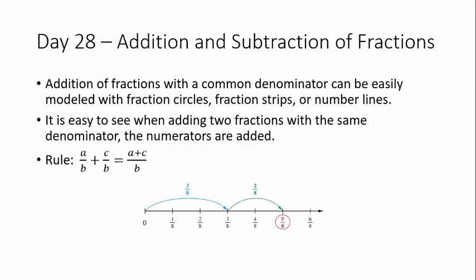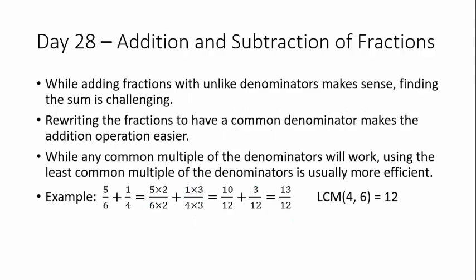Our rule for adding fractions when the denominators are the same is A divided by B plus C divided by B is equal to A plus C divided by B. Notice that the denominator stays the same, but the numerators are added. When our denominators are different, we have a little bit of a different challenge.